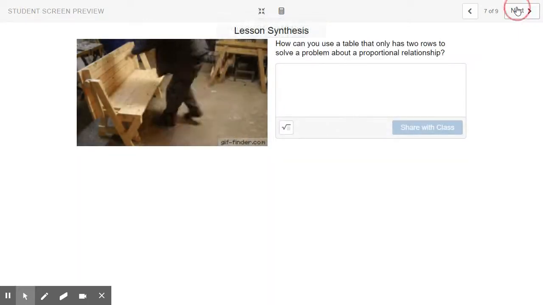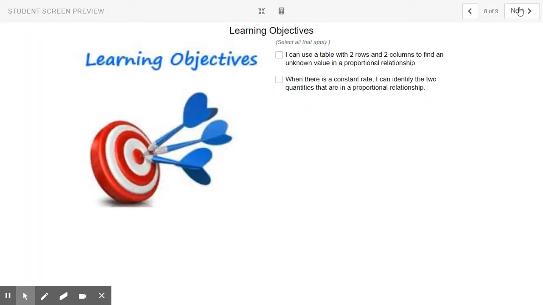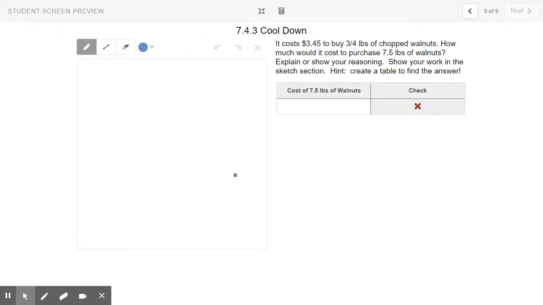Now, this slide is just reviewing our objectives. And then this final slide, I want you to solve on your own. So you're going to have to make a table out of the information here, and by the way, LBS just means pounds. It's an abbreviation for pounds. So if this is true, that $3.45 will get you 3/4 a pound of chopped walnuts, how much is 7.5 pounds of walnuts going to cost? So this will be your cool down. And once you've typed in all these answers and done your best, you will get credit for this assignment. So thank you.